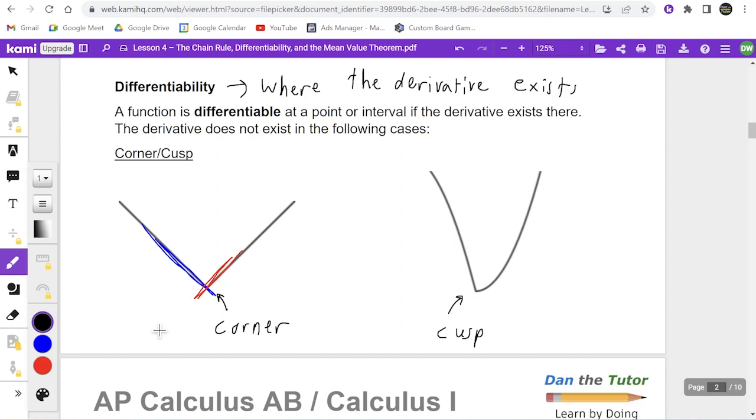And I guess you could say indeterminate, not really sure about that. But either way, you can definitely say it's not differentiable, and that's basically what we're saying here. And the same is true for the cusp. Any questions on that first point I'm making?